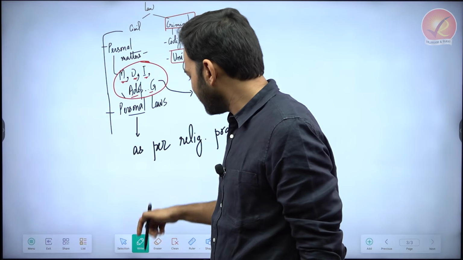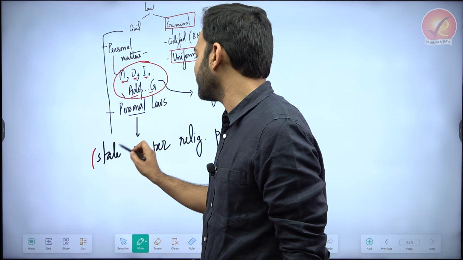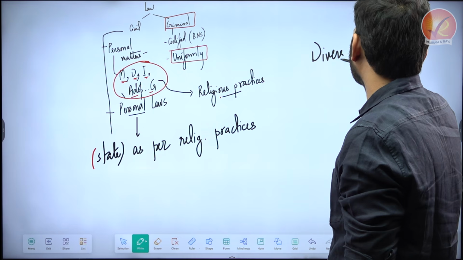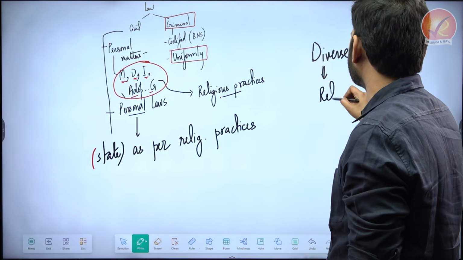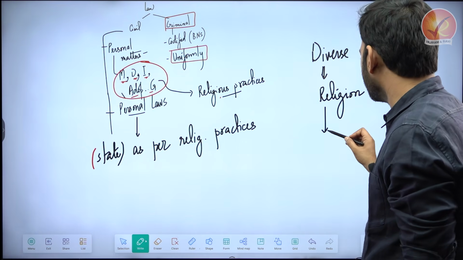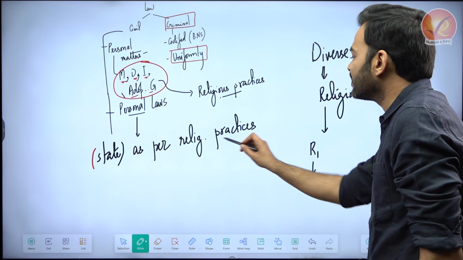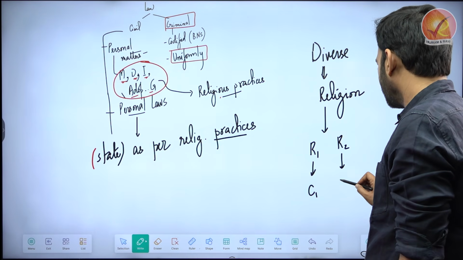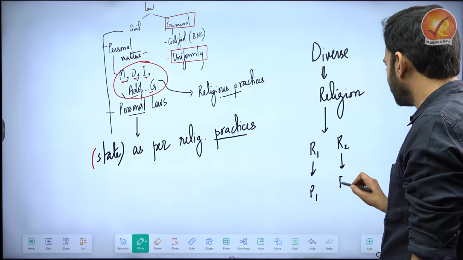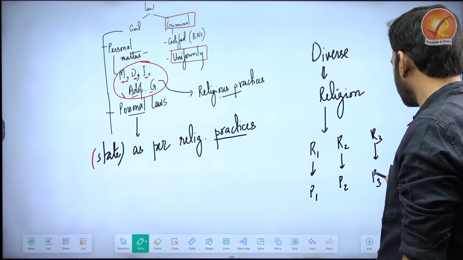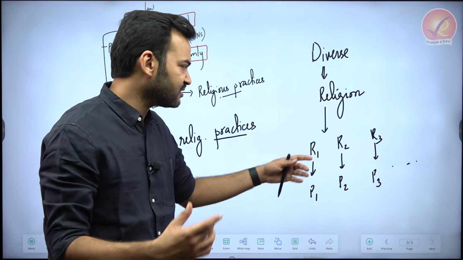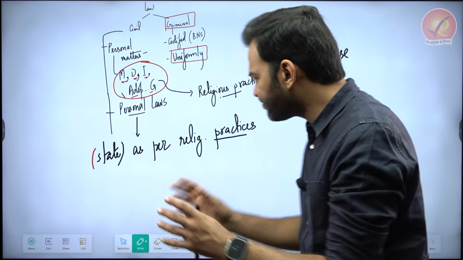So, personal laws in India, laws passed by the state, are made as per religious practices. Now, India is a very diverse country, and one of the main factors of diversity in India is religion. We have different religions, and each religion has its own religious practices. So, R1 has its own religious practices, P1. R2 has its own religious practice, P2. R3 has its own religious practices, P3, like this. Muslims have their own religious practices, Hindus have their own, Parsis have their own, which are different from each other.